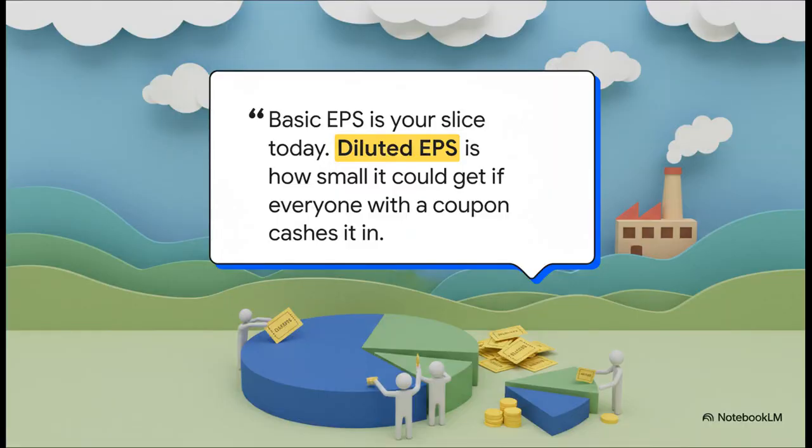I love this analogy because it just clicks. Think about it. The company's total profit is the pizza. Basic EPS tells you the size of your slice based on how many slices there are right now. But what about all those slice coupons the company has handed out? The stock options and other things that can turn into new shares. Diluted EPS is our way of being a bit pessimistic. It asks, okay, what if everyone with a coupon shows up to the party? How tiny is my slice of pizza going to get then?